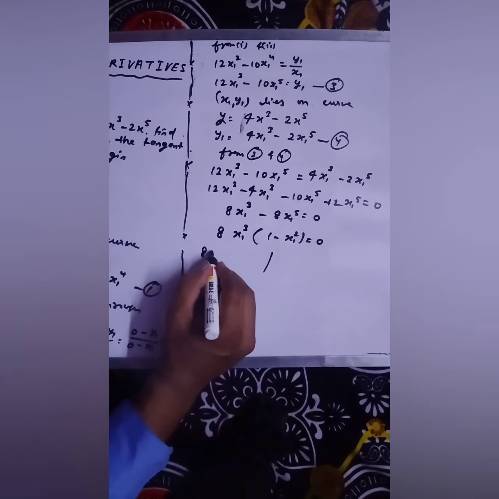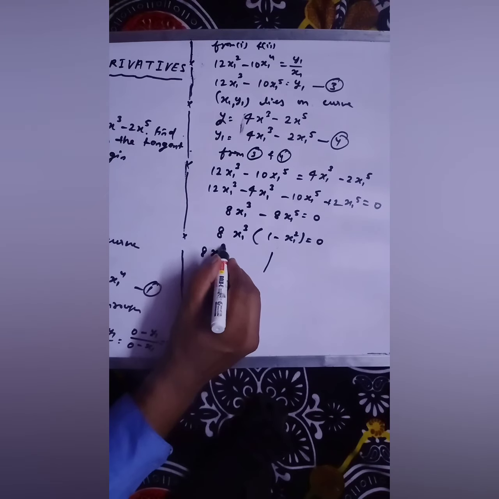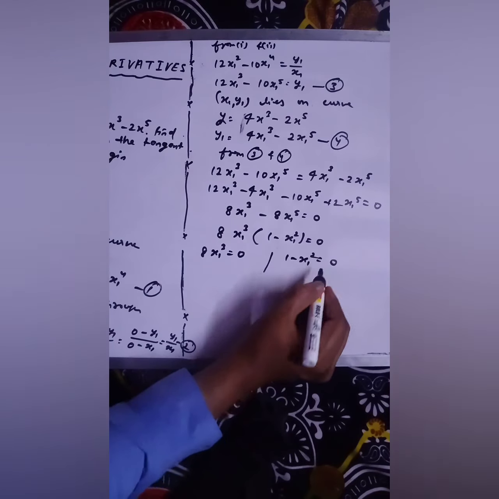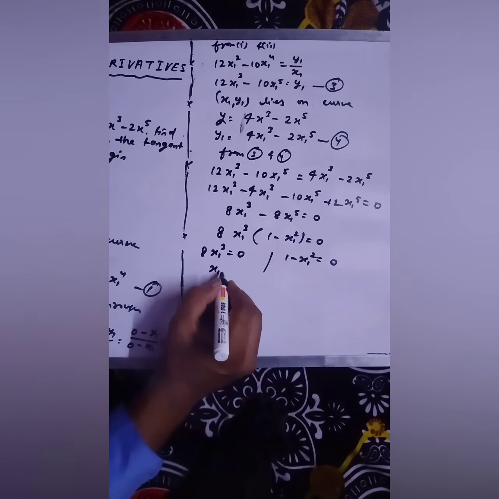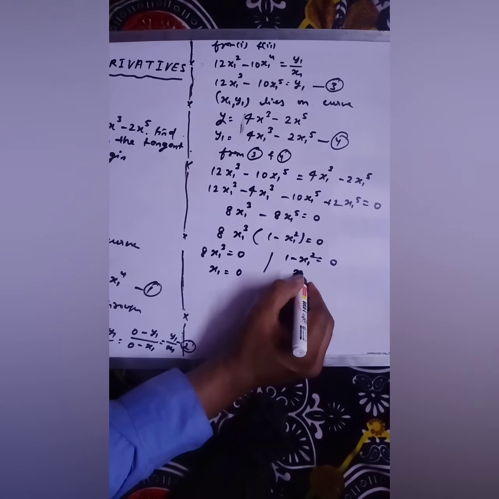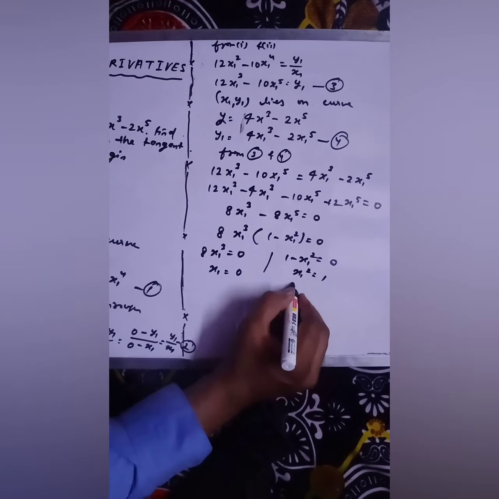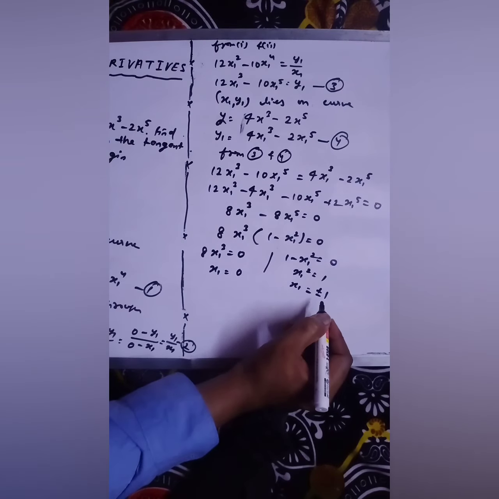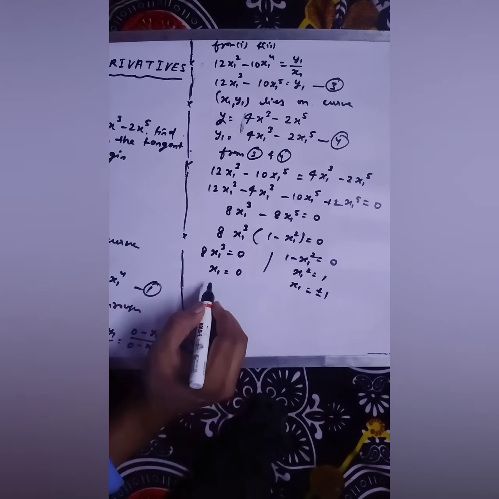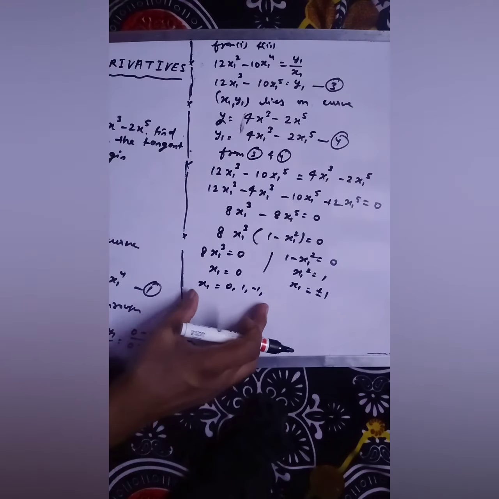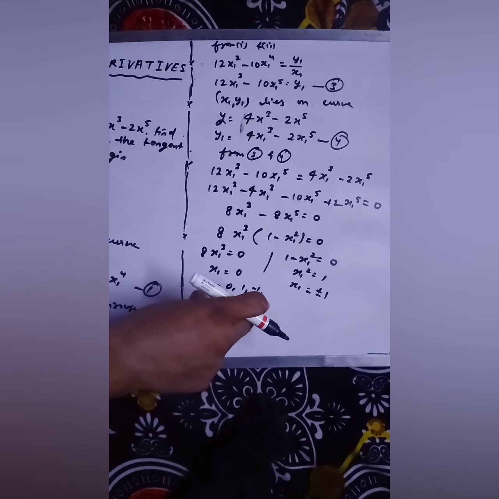So first is your 8x1 cube equal to 0, and 1 minus x1 square equal to 0. So here your x1 equals 0 you will get from this, and from this you will get x1 square equal to 1. So your x1 is equal to plus minus 1. So here we are getting the three values of x1: x1 is 0, 1 and minus 1. So you are getting the three values of x1.